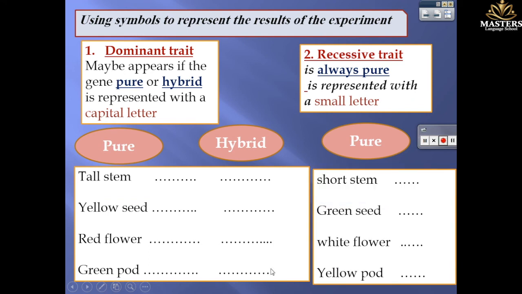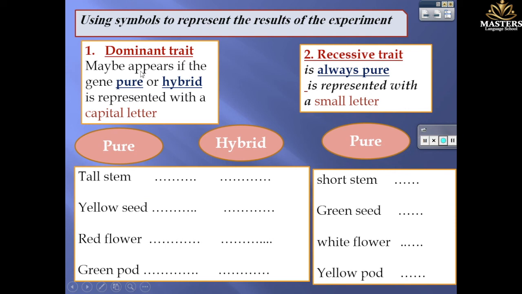Pay attention with me, please. How can we solve problems on the first law of Mendel? Using symbols to represent the results of the experiment. We must know that the dominant trait must be a capital letter. If I want to represent the dominant trait, I must write it in a capital letter.